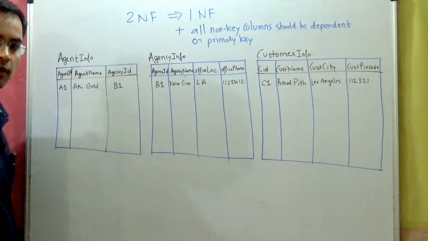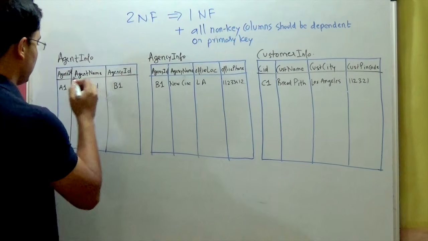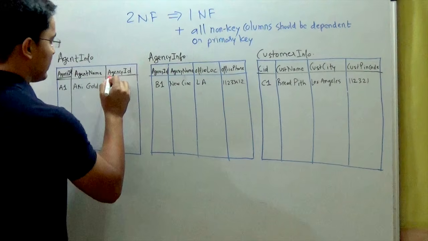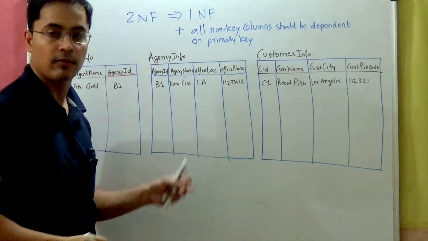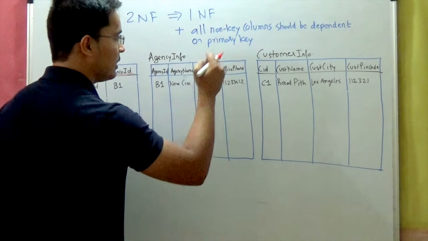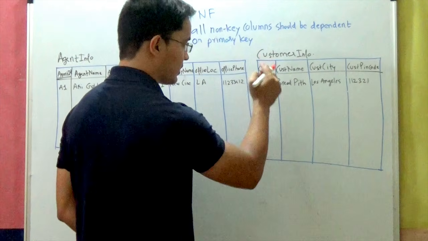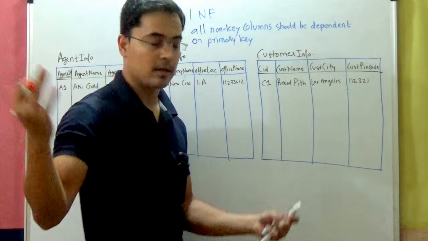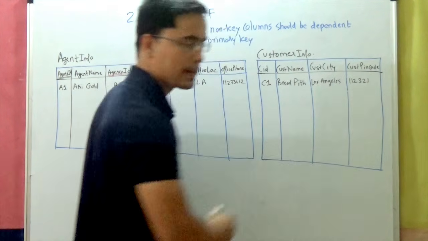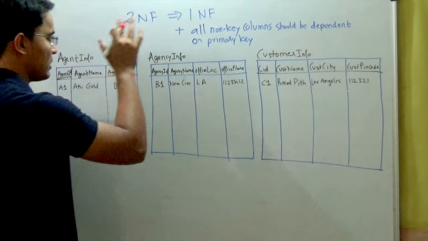So agent info has agent ID, agent name, and agency ID. Agent ID is my primary key and agency ID is my foreign key. Agency info table has agency ID, agency name, agency location, that is agency office location, and office phone number. And customer info has customer ID, C1, customer name, Brad Pitt, customer city, Los Angeles, and customer pin code.